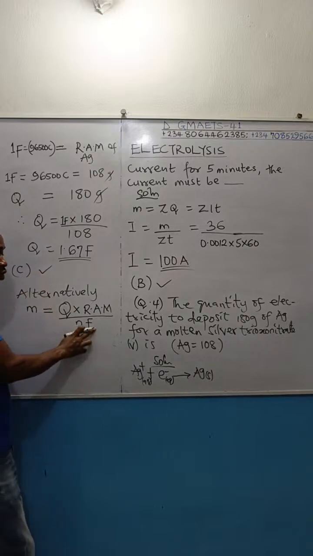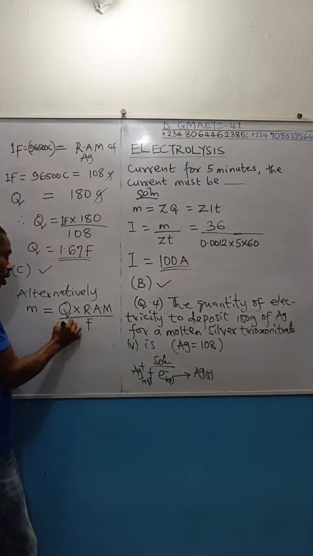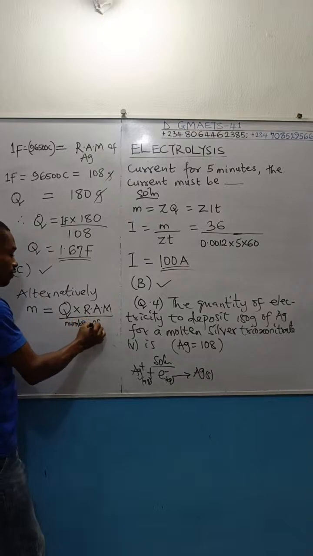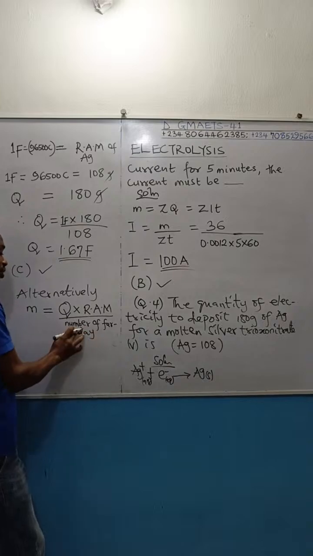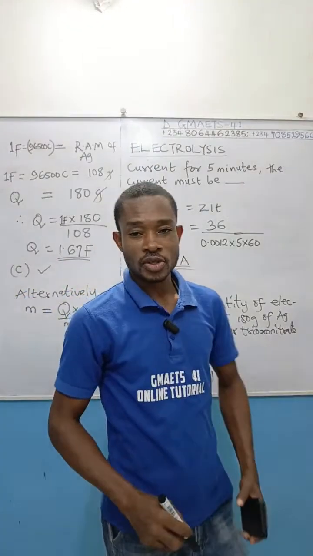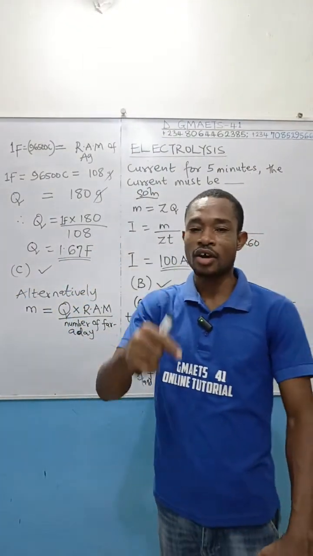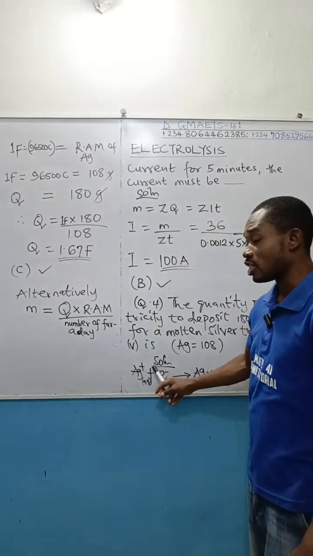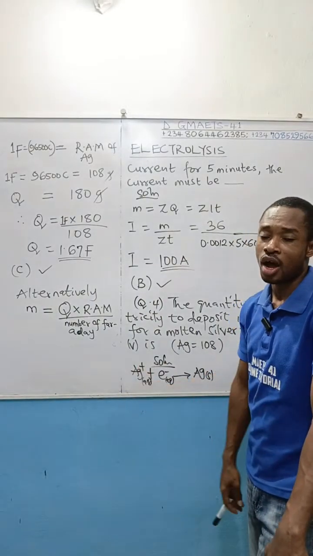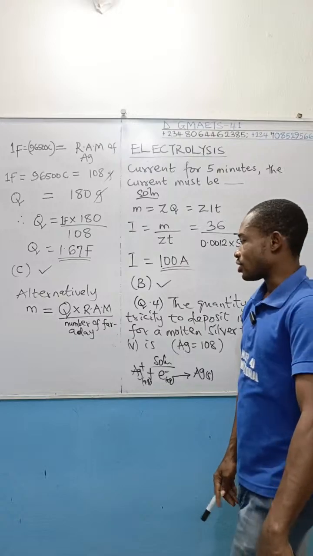This N is the number of Faraday. Let me put it in words: number of Faraday. And you know that the number of Faraday that is required for any electrolysis process is equal to the valency of that metal. Like for silver, it's +1. If it is copper, it's going to be +2. If it is aluminium, it's +3. All right, so you take note of that.